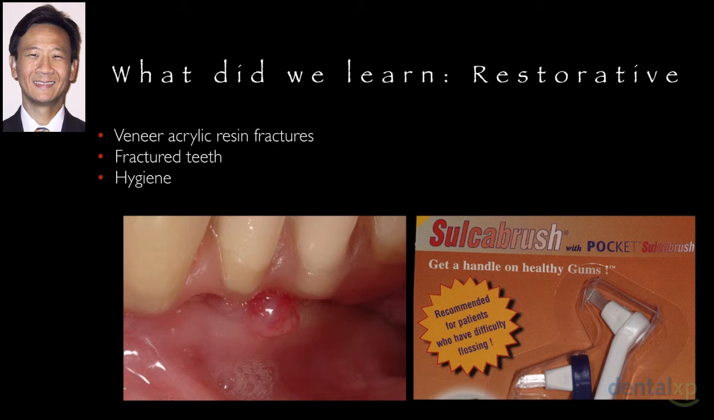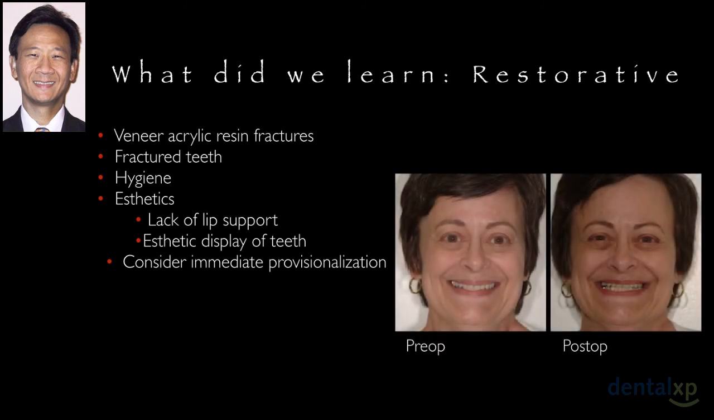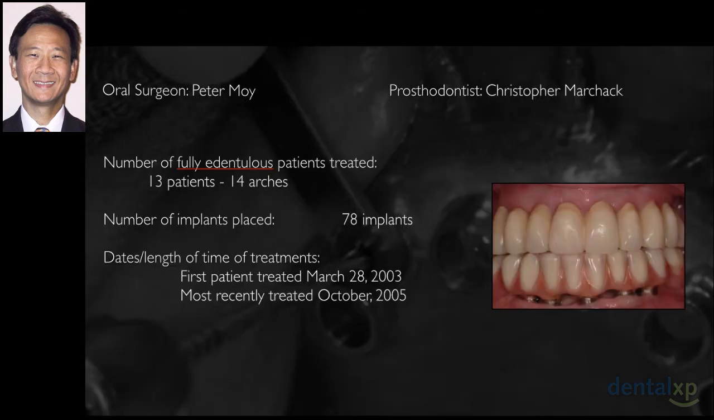And as we looked at immediate load prostheses, probably the biggest factor to consider is the lack of a try-in procedure, because we cannot try in these prostheses. This patient that I treated, before and after, and their smile, and what we were able to do, and the change. We really need to consider immediate provisionalization and not definitive restorations.